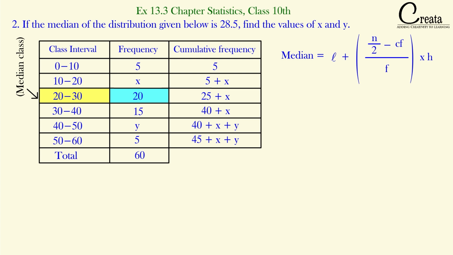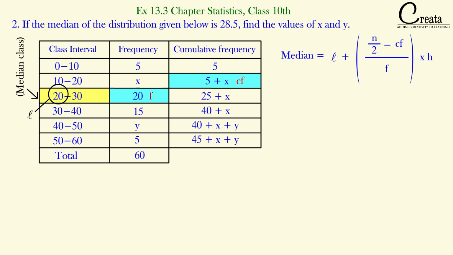Further, what will be this frequency? The frequency of the median class is f. We got the value of f as 20, which is also coming in the formula. Further, here L is the lower limit of the median class. And this is the median class, so 20 will be the lower limit of the median class, which is L. And what will be CF? CF is the cumulative frequency of the class preceding the median class, or the class before the median class. So CF will be the cumulative frequency before the median class. We got CF as 5 plus x.